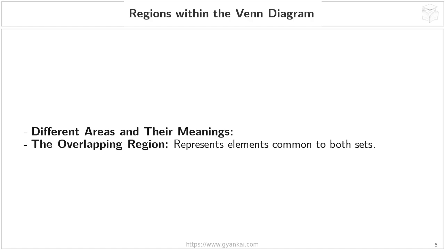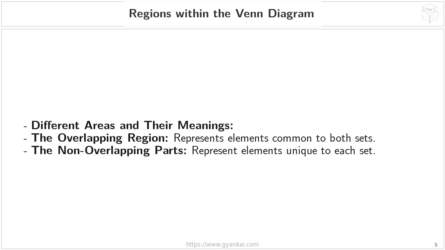We've already drawn our circles representing sets A and B, and remember, we've got that rectangle around everything representing our universal set. You now notice where the circles overlap. The overlapping region, that's where things get interesting. This area doesn't represent elements unique to just one set, but rather, it represents the elements that are common to both sets. Think of it as the "and" part of a statement: elements that are in A and in B.